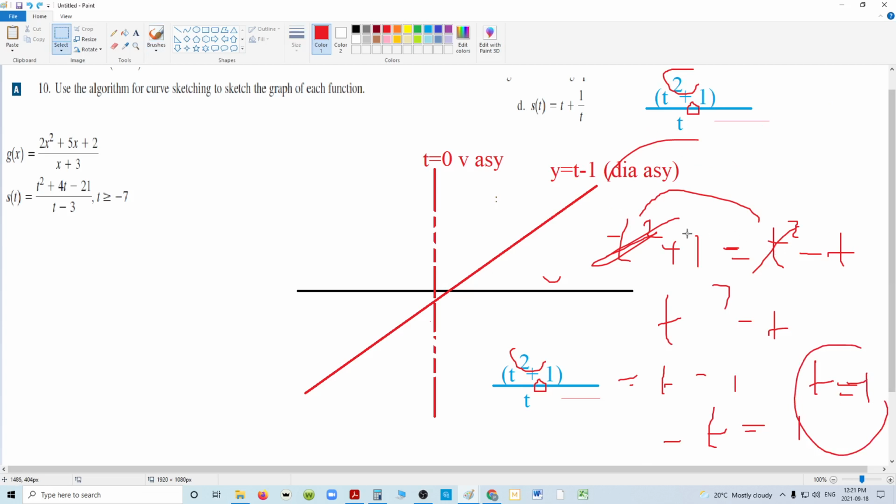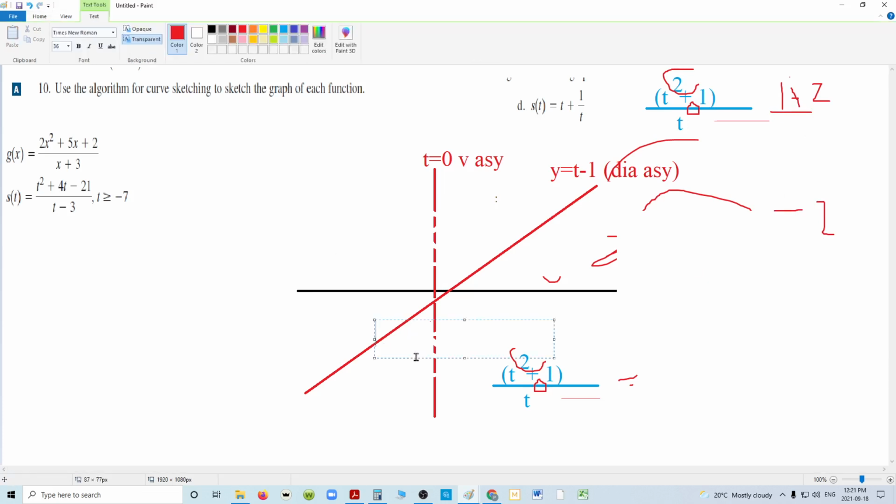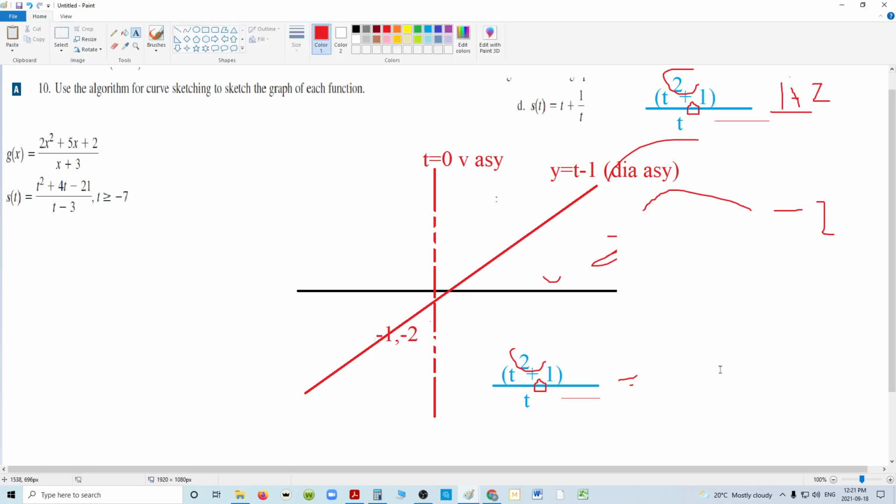So let's figure out when that is. When t is equal to minus 1 up here, we get 1 plus 1 over negative 1, which is negative 2. So at negative 1 comma negative 2, which helps us a lot, we know it'll cross the diagonal asymptote.